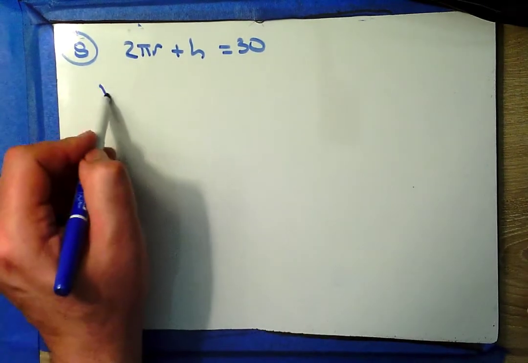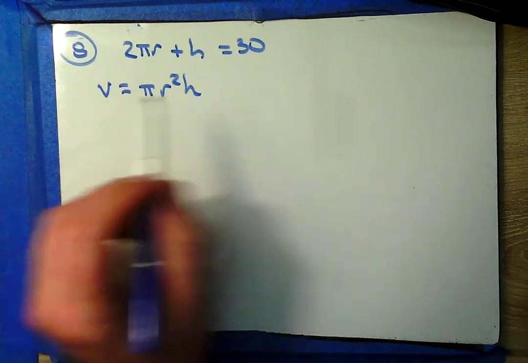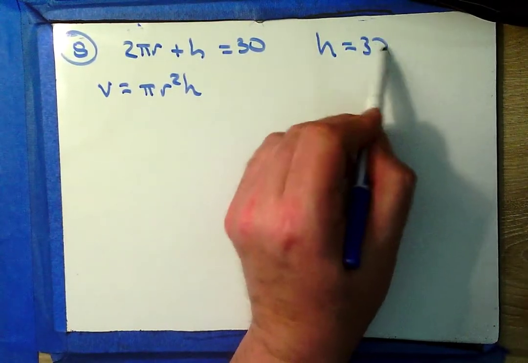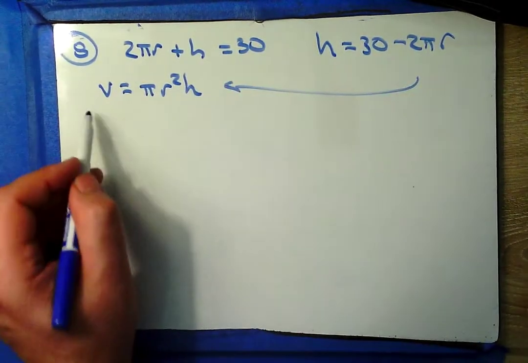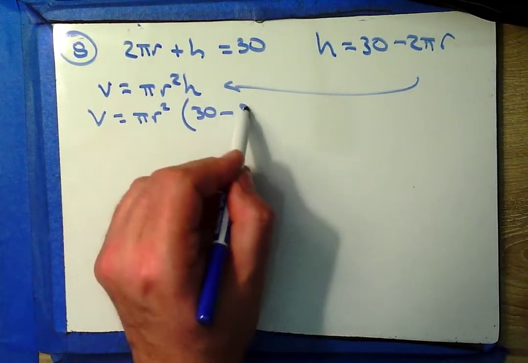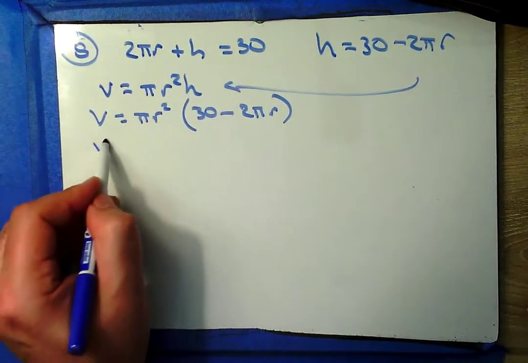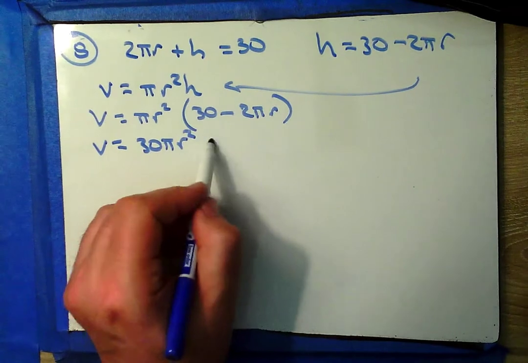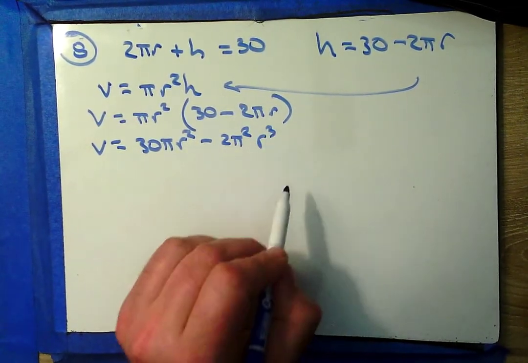Okay, so volume is the thing I want to maximize. I have a helping equation here. Height is 30 minus 2 pi r. So let's plug that in. V equals pi r squared times 30 minus 2 pi r. And I like distributing here. 30 pi r squared minus 2 pi squared r to the third.